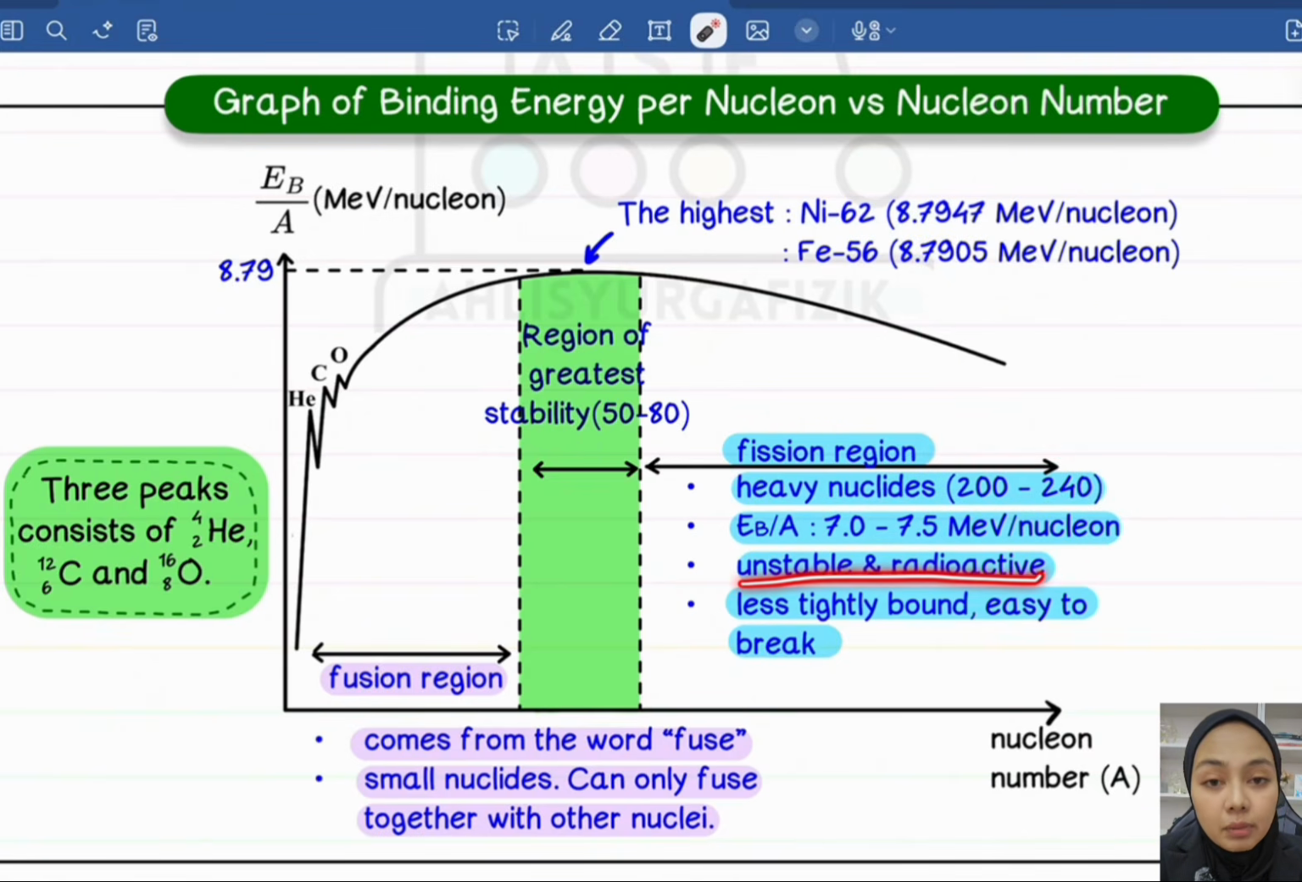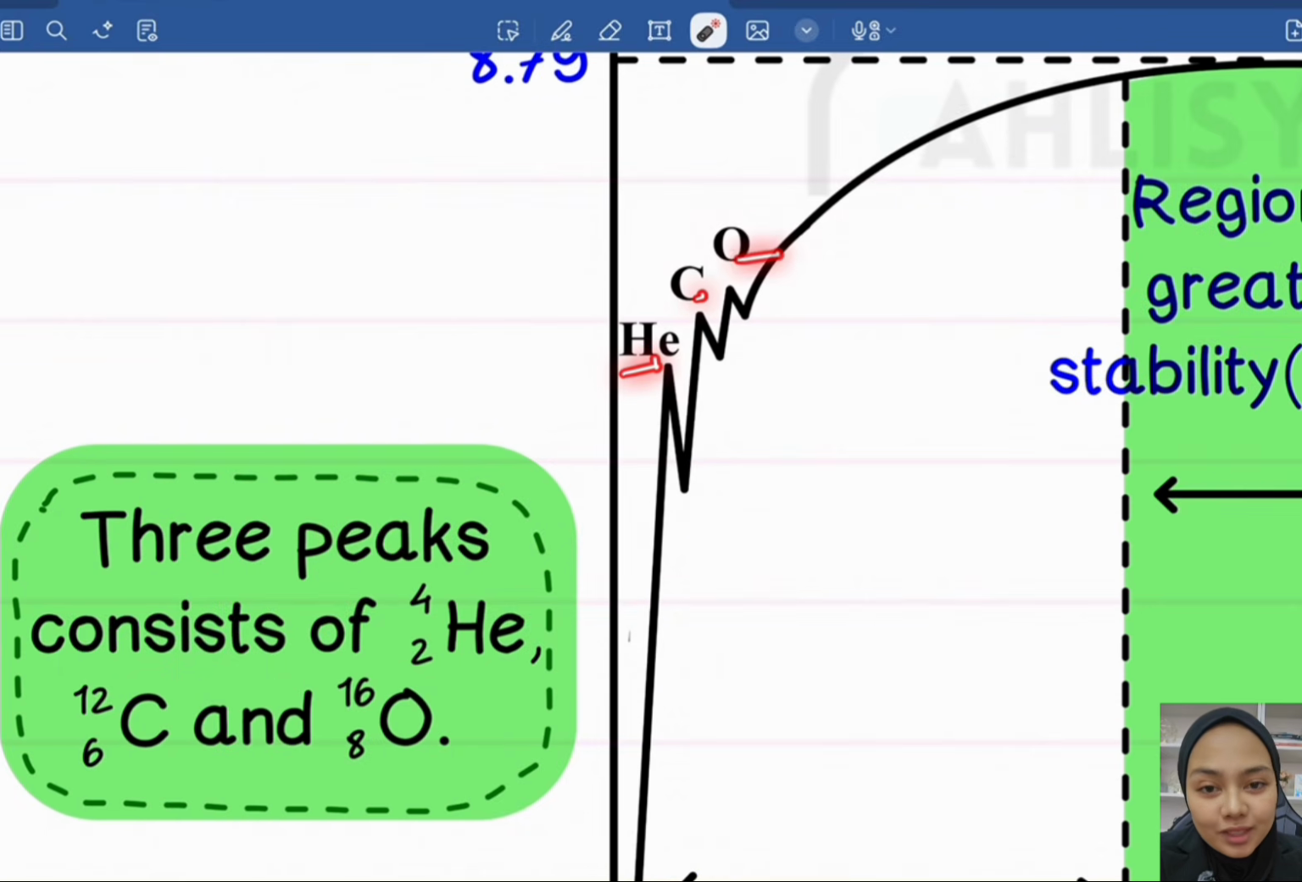They are considered unstable and radioactive, less tightly bound and easy to break because they're too big and can break easily. So this is called the fission region. For the region of greater stability, these elements are very hard to break or to fuse together. So they are basically stable, and unlikely any nuclear reaction can happen. The highest is nickel-62, next is iron-56. The figures are here. For the fusion region, we have three distinct peaks: helium, carbon, and oxygen. They are basically more stable than their neighboring elements.